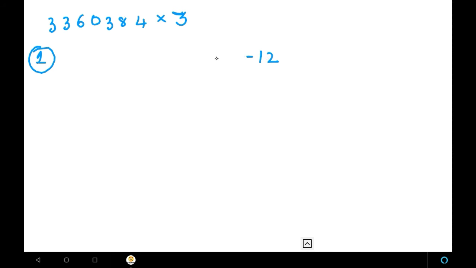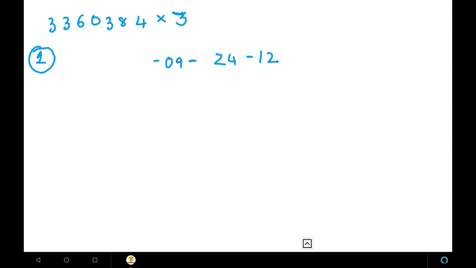3 eights, 24. Next number is 24. Next, place a dash before 24. 3 threes, 9. See, I have got a single digit. What I have to do? I have to place a 0 before the single digit. That is 9. So it will become 0, 9.